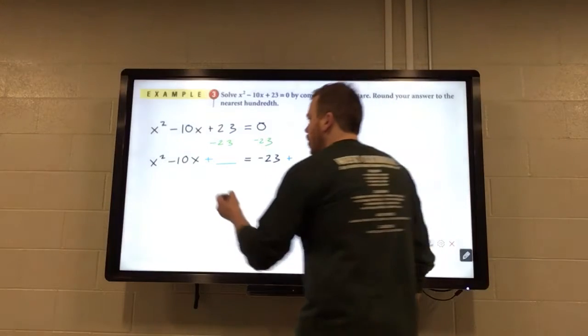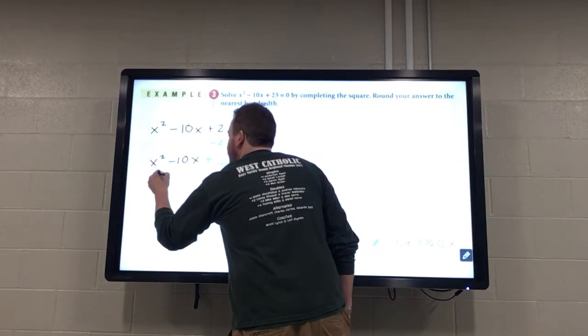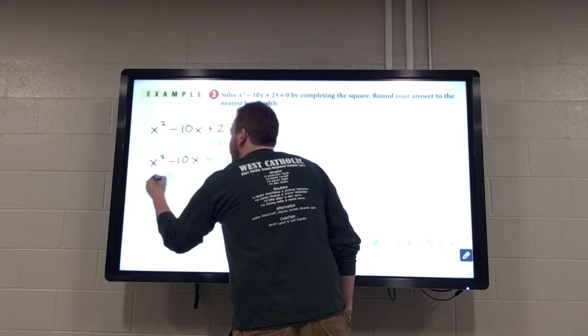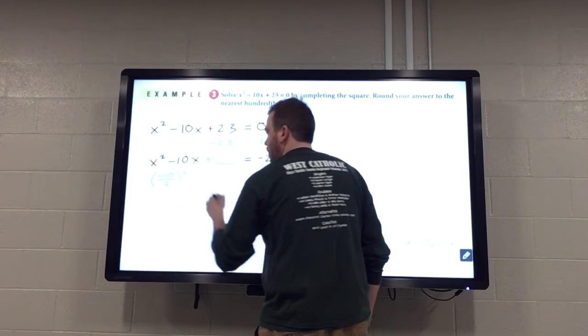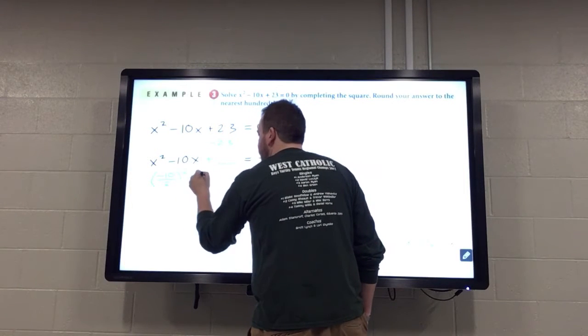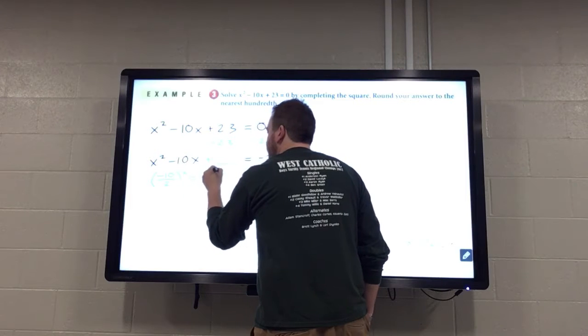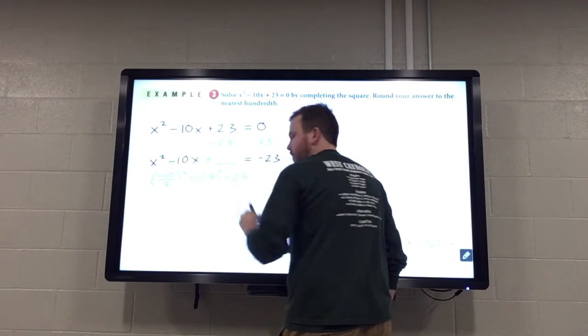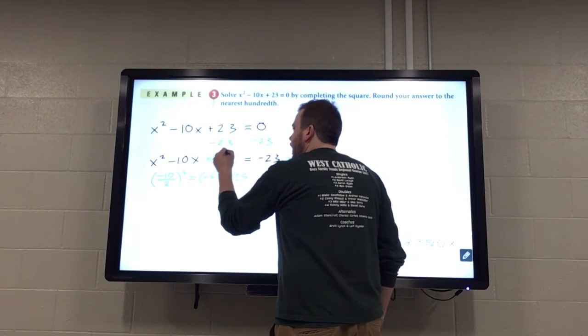So, we take our middle coefficient, negative 10. We're going to divide that by 2, and we are going to square it. Negative 10 divided by 2 is negative 5. Negative 5 squared is 25. So what that tells me is 25 completes the square.